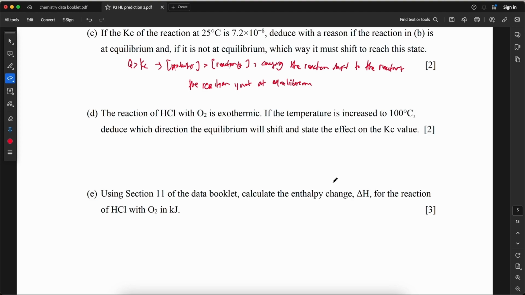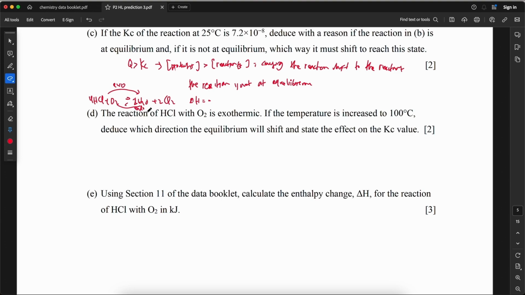The reaction of HCl with oxygen is exothermic. If the temperature is increased to 100 degrees Celsius, deduce which direction the equilibrium will shift and state the effect on the Kc value. So for HCl plus O2, let me just maybe do it here. So for HCl plus O2 produce 2H2O and 2Cl2, and the delta H is negative, which is exothermic.